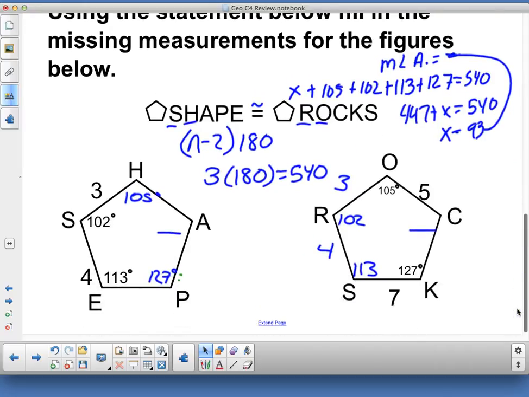So we have enough information now to do that type of stuff, knowing it's a regular polygon, or not even a regular polygon, but this one is just that total interior angle value of a 5-sided figure is 540, and we'll be able to find that missing side, or missing angle measure.